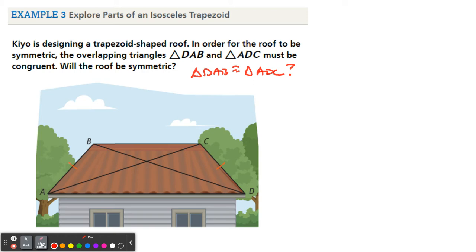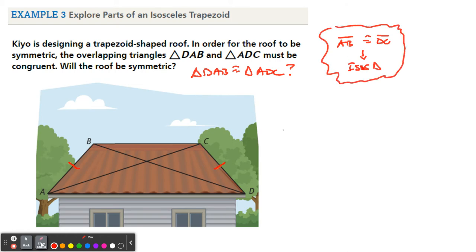we're given that segment AB and segment DC are congruent. So that's one thing that's going to be helpful. Segment AB is congruent to segment DC. We're going to learn later that this is called an isosceles trapezoid, a trapezoid with two congruent sides. But that's future information.